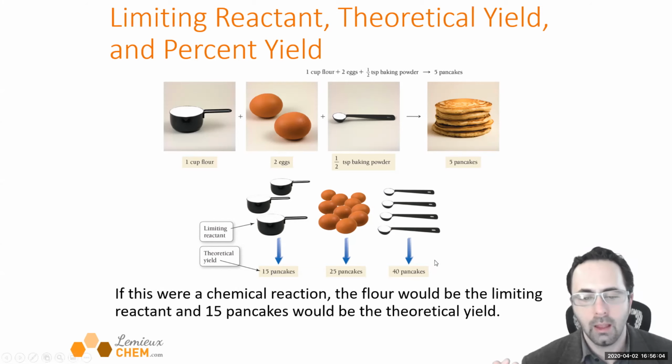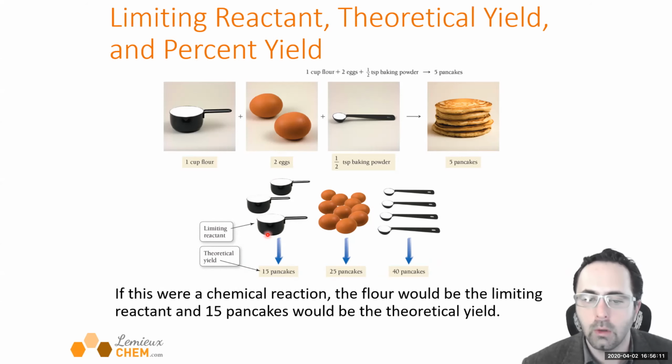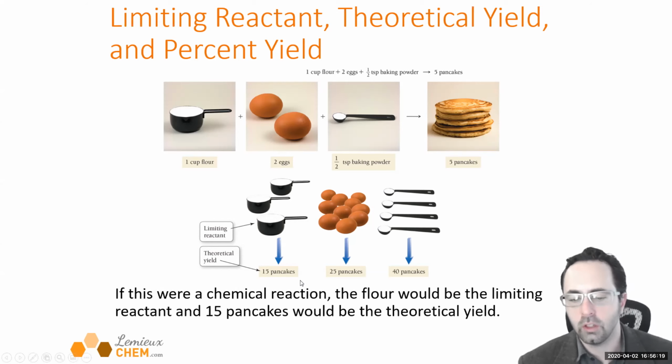How many pancakes were we actually going to make? Well, we're only going to make 15 because once we make 15, we're out of flour. So flour is called the limiting reactant. And the amount that we could potentially make is called the theoretical yield. So that's a new terminology.